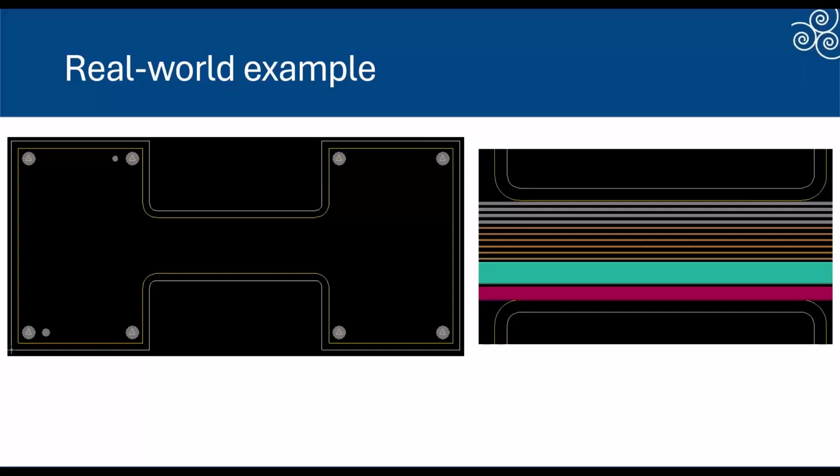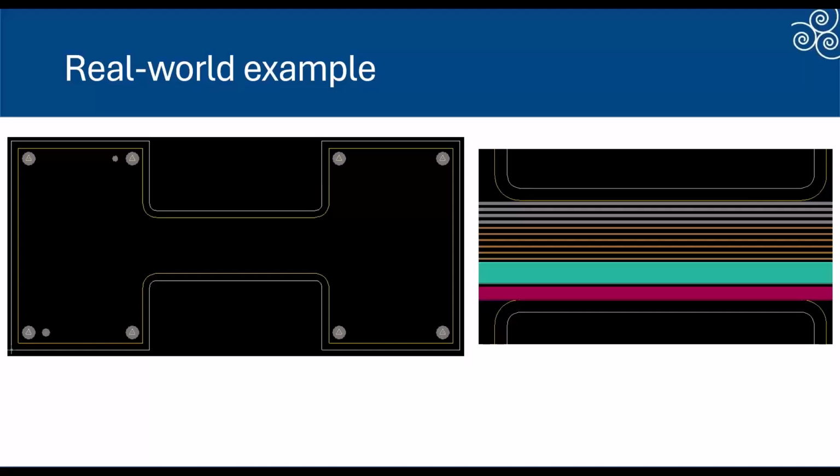So here's just a real world example of when knowing your mechanical restrictions could impact your design. This was a design I did where there were 2 rigid sections on the left and right, and there was a flex connecting them through the middle, and it was only a 2-layer flex. So we had 1 layer for signals and power and the other layer for ground.